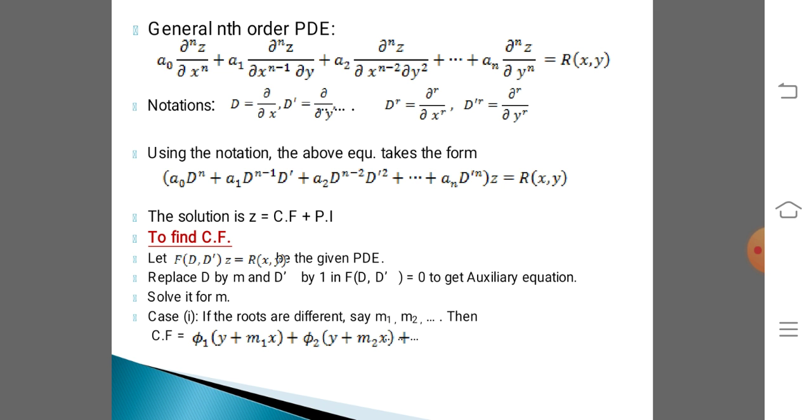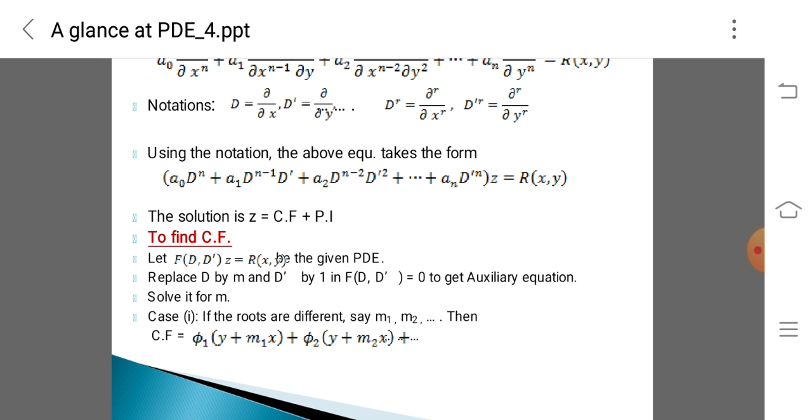Now let us see how to find a complementary function for the given PDE. So if the given PDE is of the type f(D, D') = R(x,y), then to find complementary function, we have to take D = m and D' = 1 in f(D, D') = 0. If we use this substitution, then we will get an algebraic equation in terms of m. If we solve that equation, we will get the roots for m.